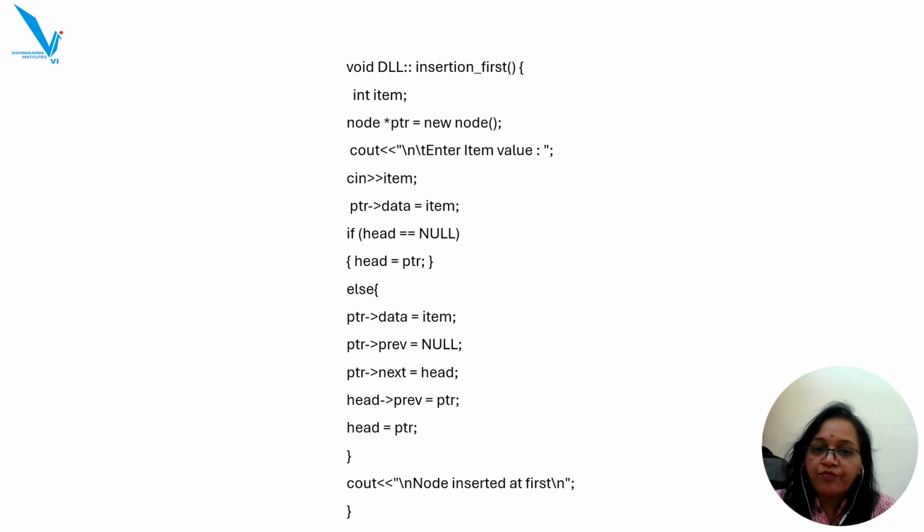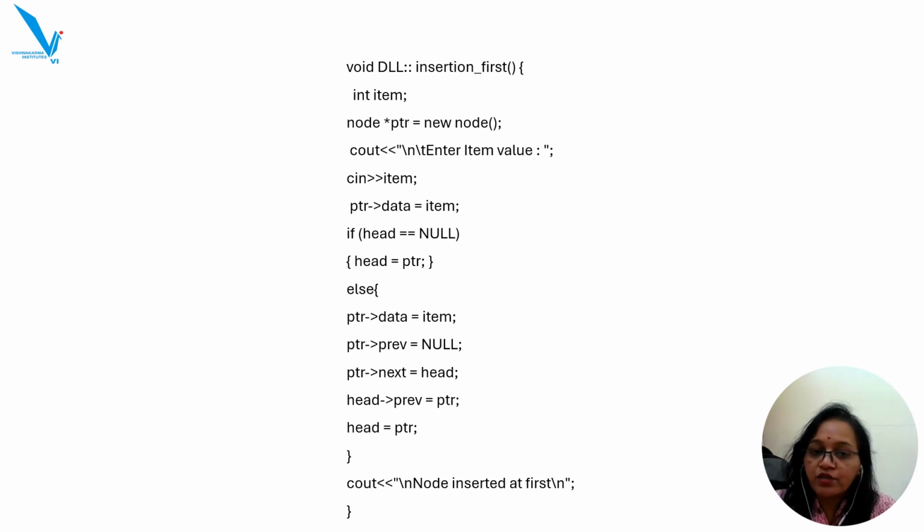That means if my list is empty, my newly created node pointer will be head. Else, if your list is already there, then what you have to do: pointer of data is equal to atom. That means whatever new node you have created, its data will be your atom. Pointer of previous is equal to null.